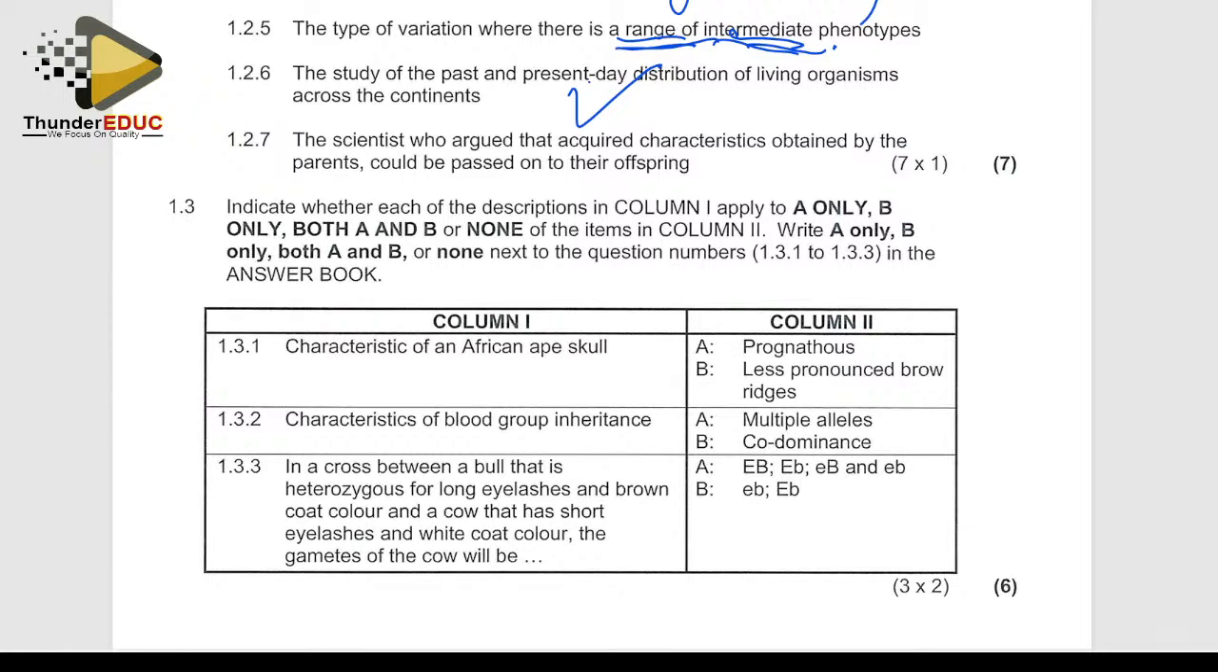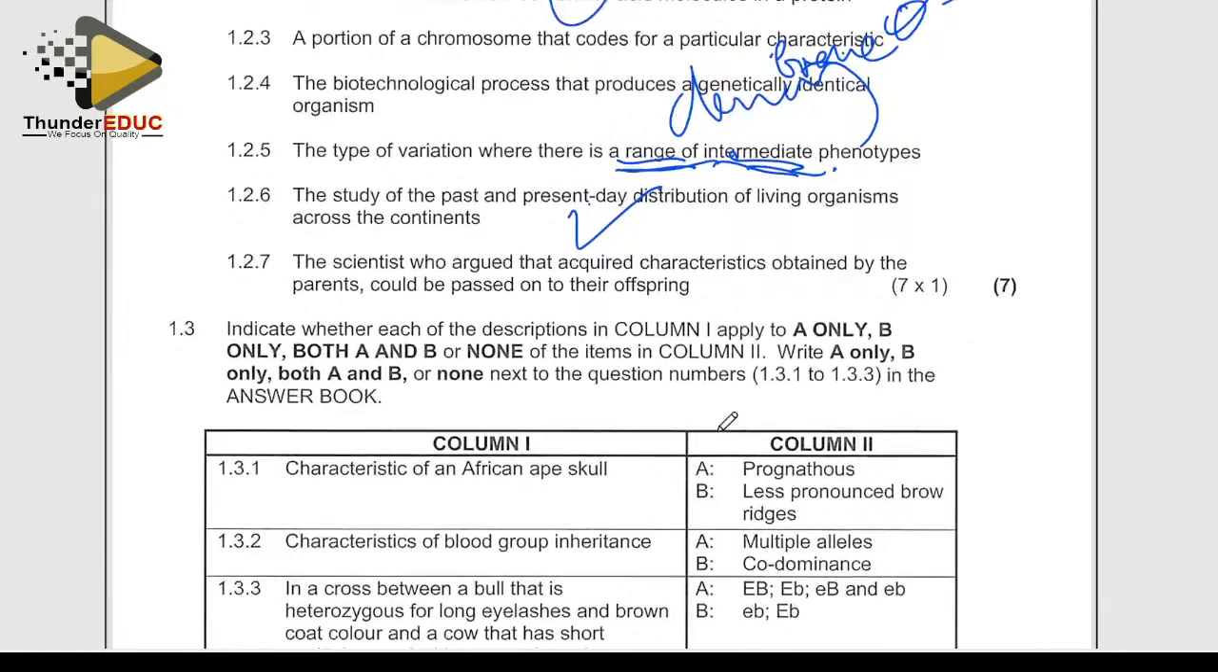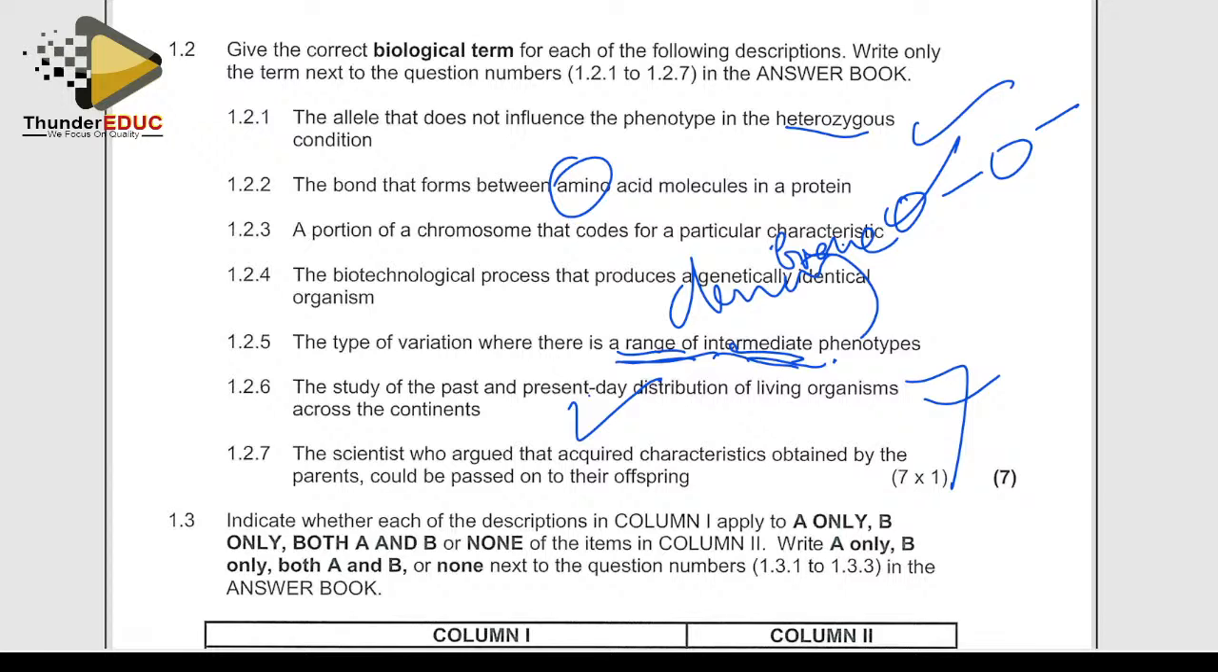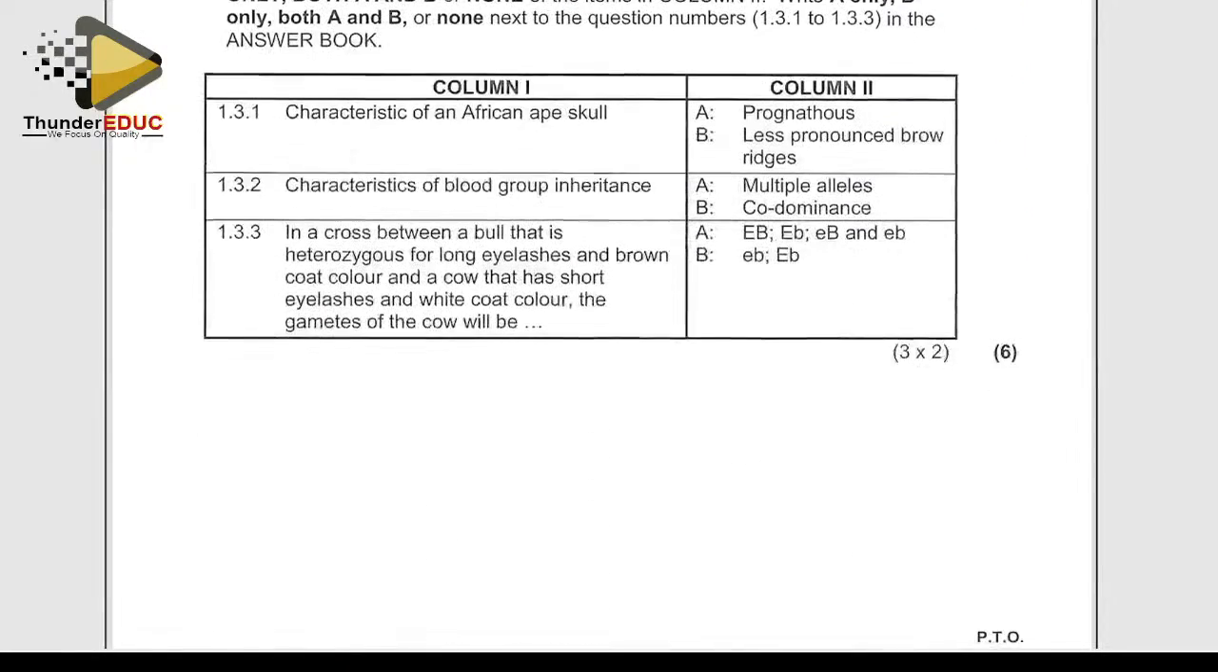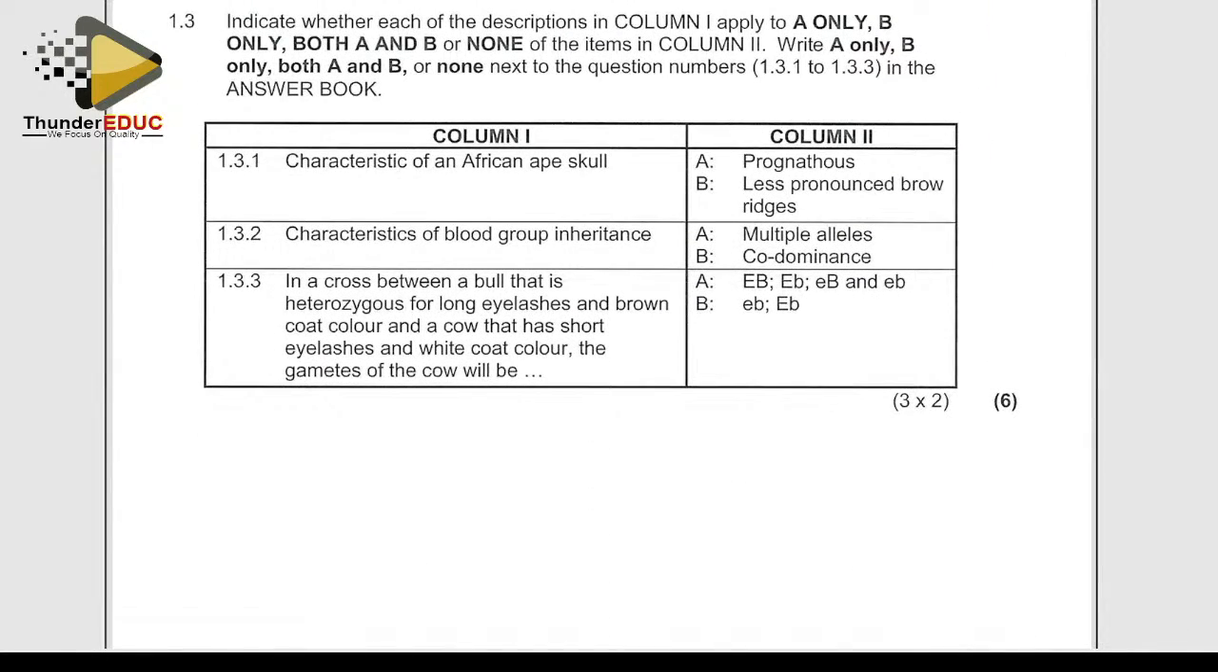Yes, Danko, Citro. I don't know how you read your name. Yes, guys, I hope you got 7 out of 7 there. Then we go to both A and B.